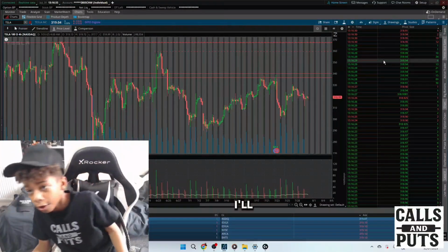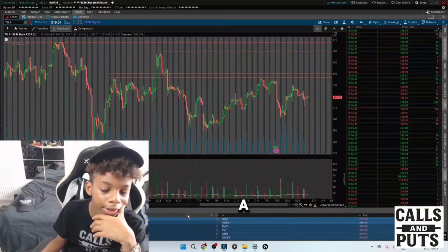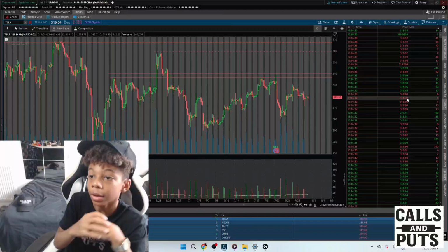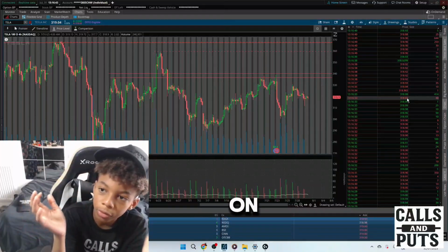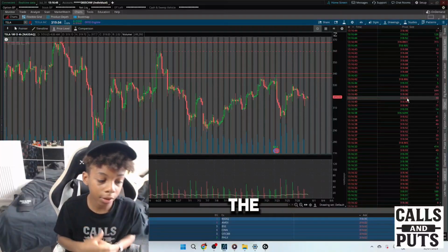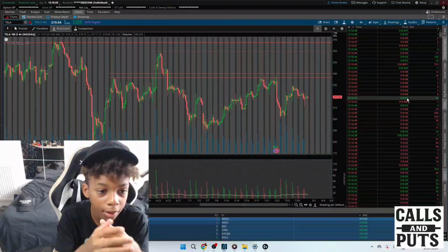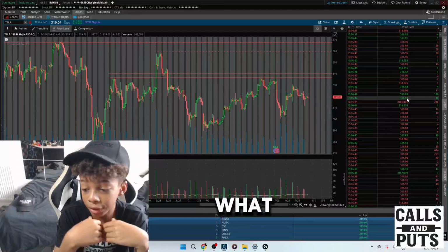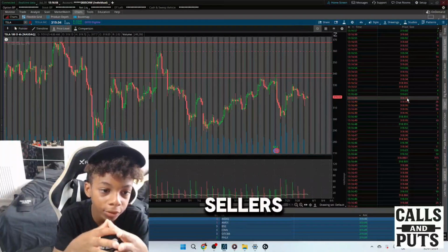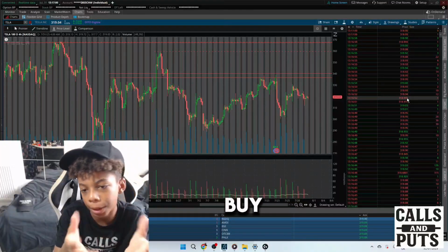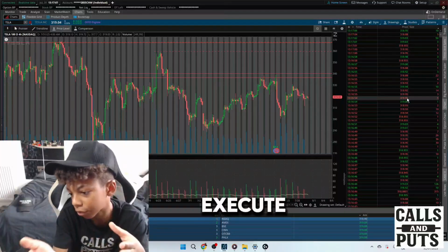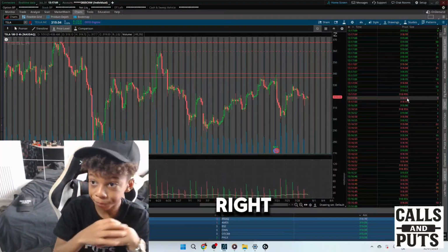Yeah. So now I'll explain what is times and sales and what is level 2. So level 2, and this is times and sales here. Level 2, times and sales. There are different colors on the times and sales. Green and red. Green means that the buyers and the sellers are executing at the bid. What is the bid? The bid is the highest point that the buyers and sellers will execute at. Execute is either buy or sell. The ask is the lowest point where buyers and sellers will execute at, or buy or sell at, right?